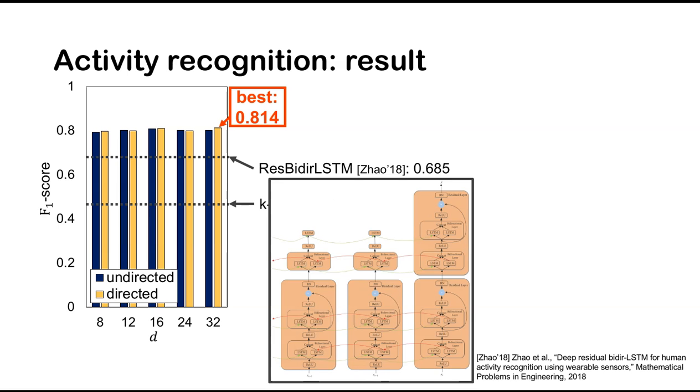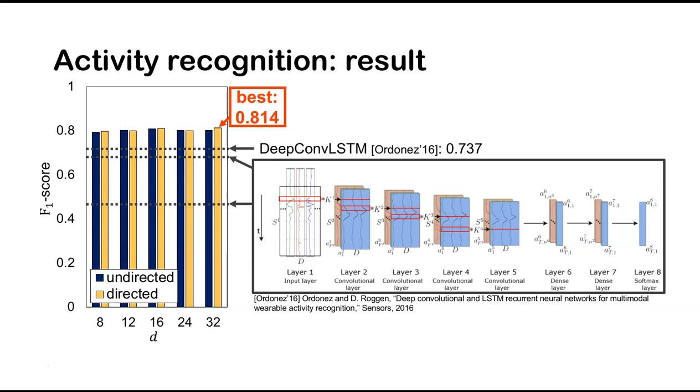We also tried the previous approaches using bidirectional long short-term memory, and we obtained 0.685. When you try a method using a network having both convolutional and recurrent layers, you obtain a little bit higher performance, 0.737, but this is still far below the performance of our method.